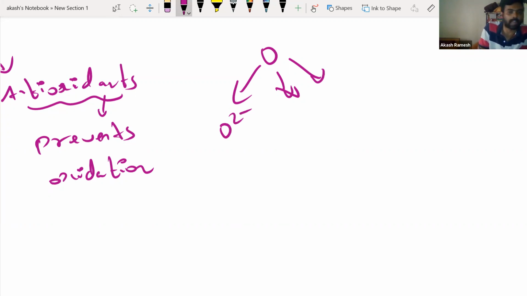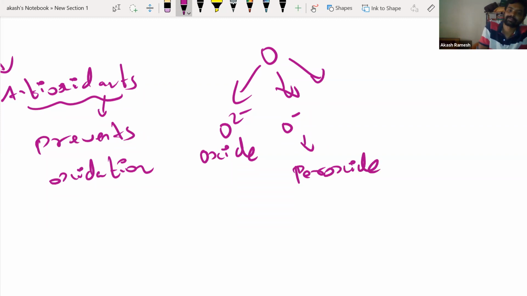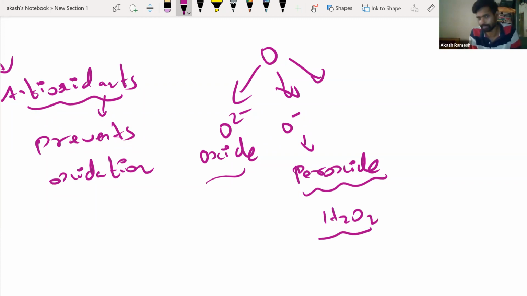One is O2 minus, which we already know. This is my normal oxide ion. There is something called O minus, which is peroxide. Oxide is O2 minus. Now you must have seen when you fall down and get hurt in your knees and all, someone will put hydrogen peroxide solution on the wound, for cleaning the wounds. Does anybody know that?